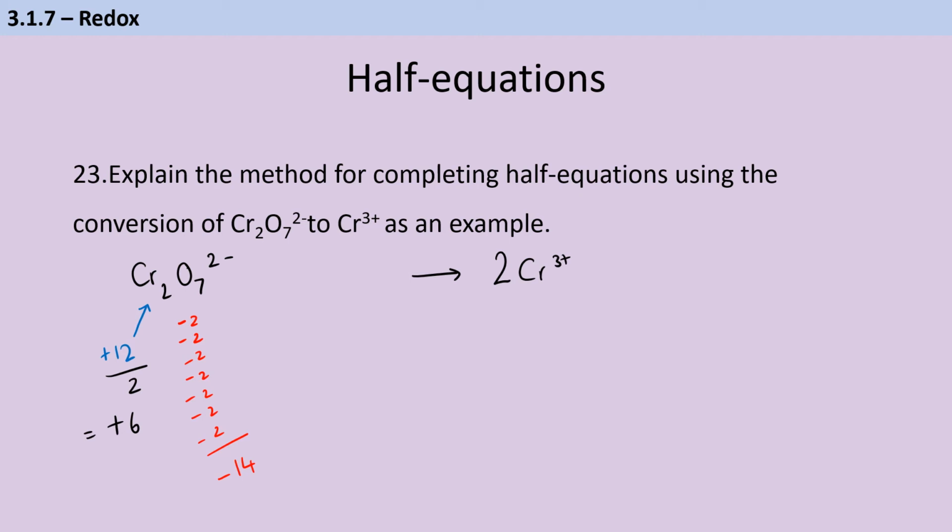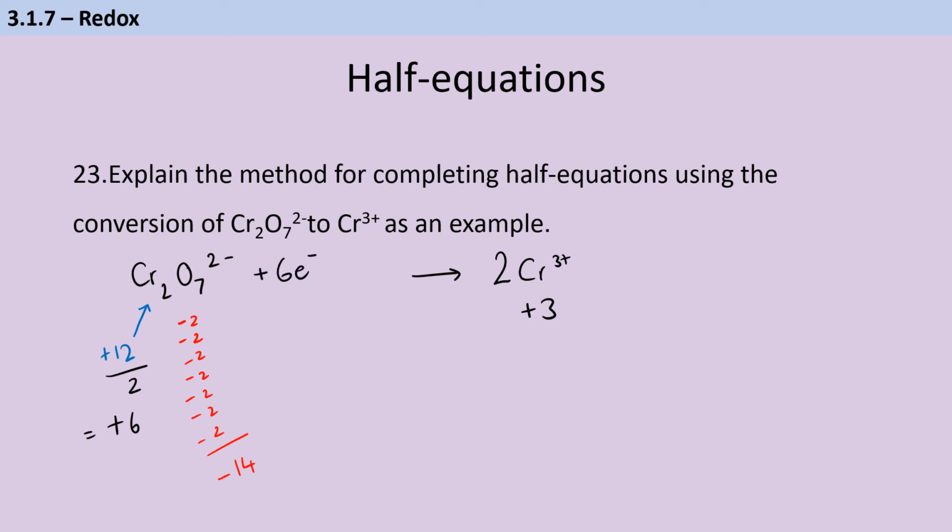In the monatomic ion, that's obviously much more straightforward. It's a 3+ ion, so the oxidation state is +3. So to get from +6 to +3, I need to go down by 3. But I can't subtract positive charge, I can only add negative charge. So each chromium atom requires the addition of 3 electrons for those 3 negative charges, and there are 2 atoms, so that's 6 electrons in total.